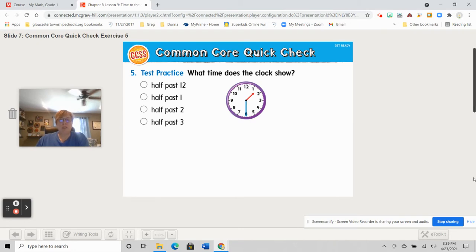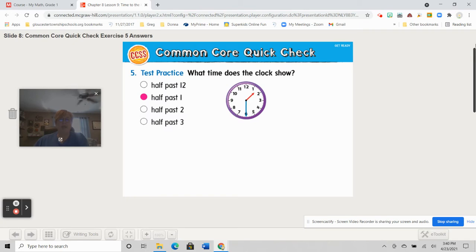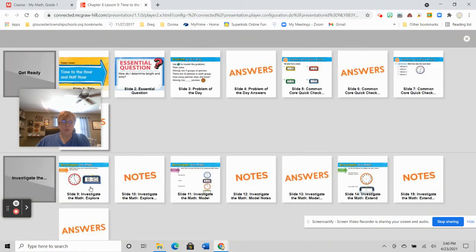Now let's take a look. What time does the clock show? Does it show 12:30, 1:30, 2:30, or 3:30? Pause and decide on your answer. Okay, and the answer is 1:30 because as you can see, the hour hand is between the 1 and 2, which means it has just come off of the 1.